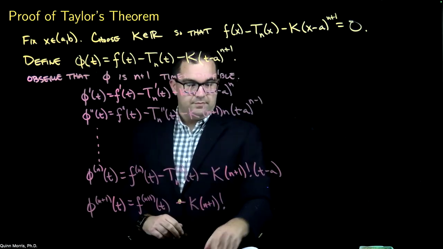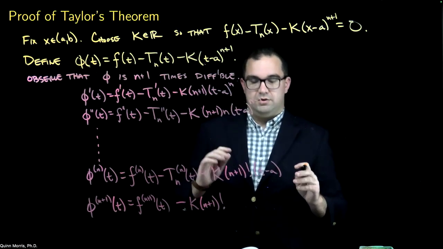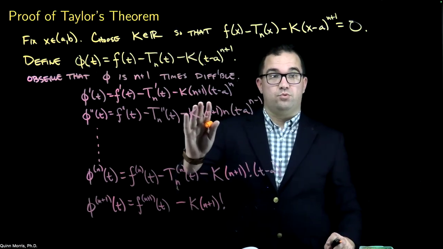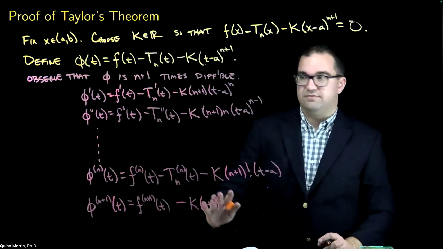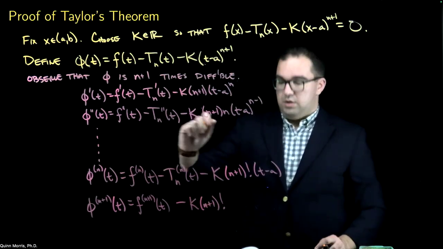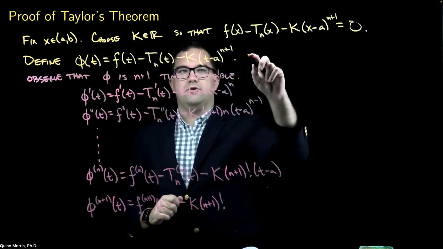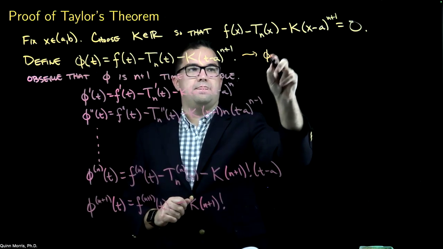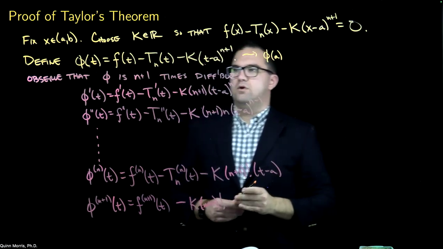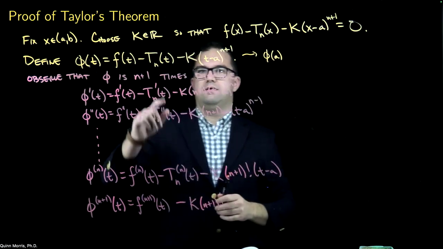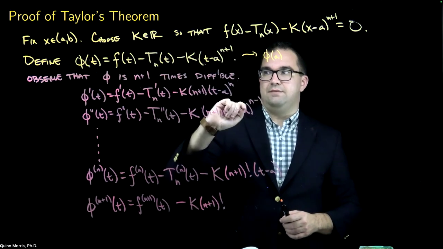Okay. Now, this proof, by the way, is in the book. So I'm not going to worry so much about writing out the exact words as about illustrating how we're going to use each of these pieces of information. Okay. So let's first note that because of the way I defined phi up here, phi of A is going to be f of A minus t sub n of A.